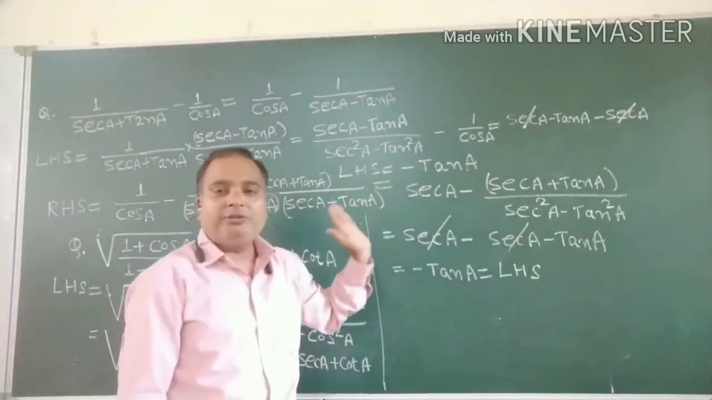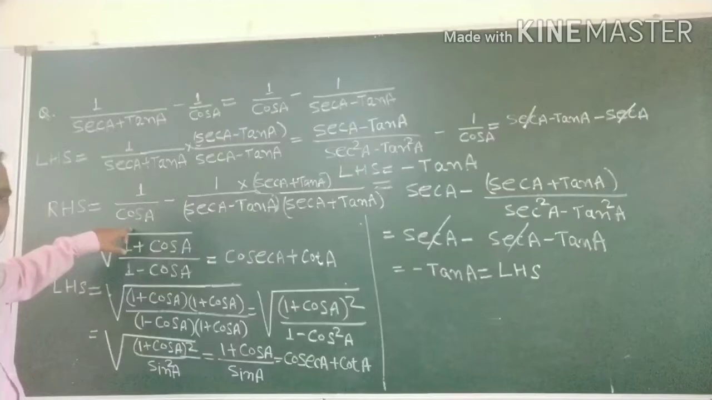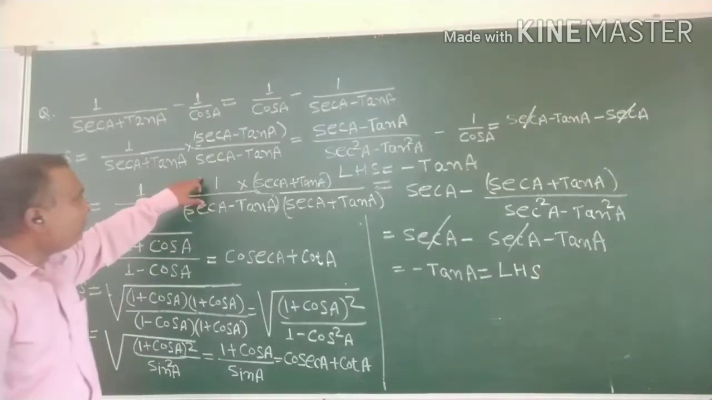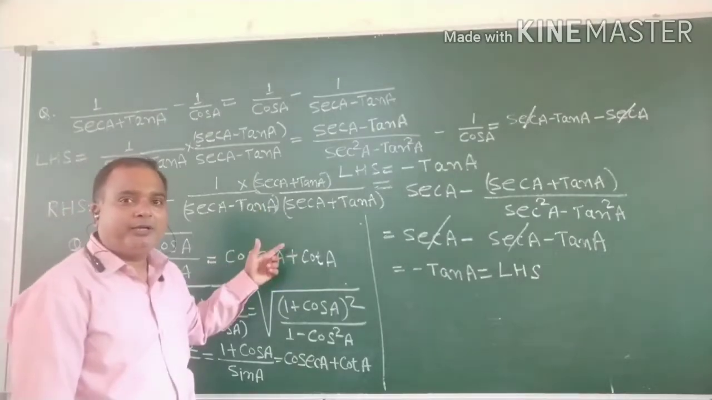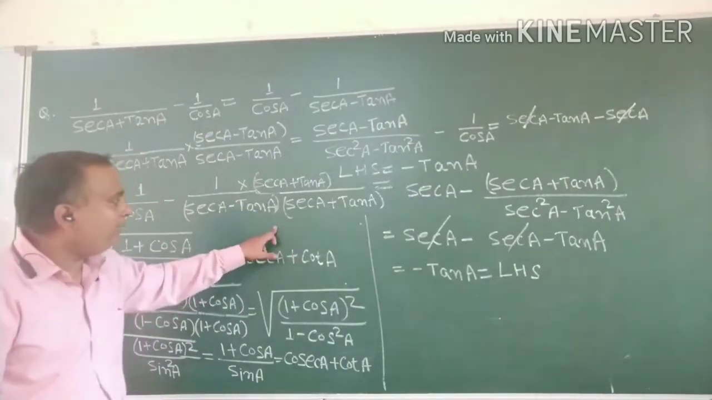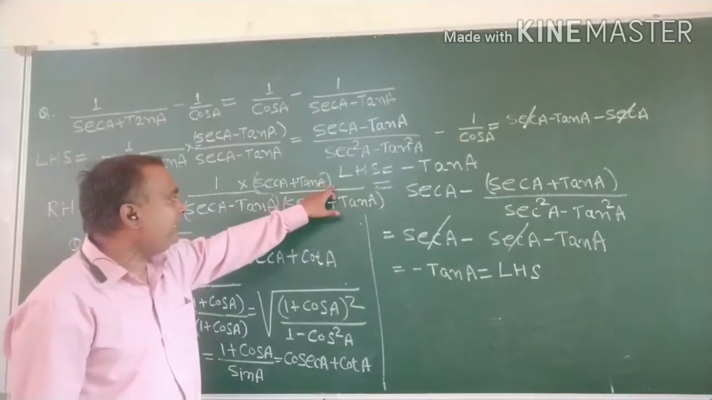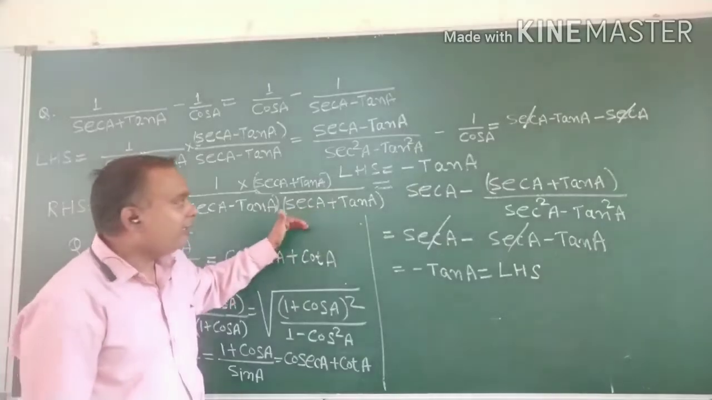Now we solve the right hand side like this. The right hand side is, that is 1 upon cos a minus 1 upon sec a minus tan a. Again here rationalize the denominator. Means the numerator and denominator both should be multiplied by sec a plus tan a, to the numerator and sec a plus tan a to the denominator.